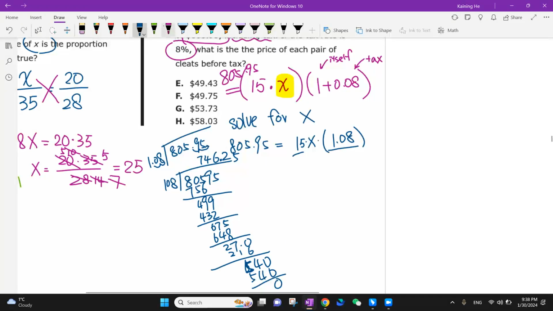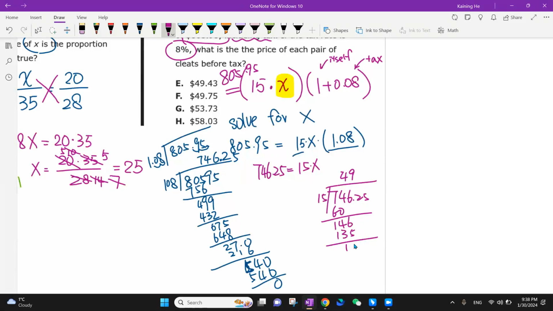So in here, when I rewrite this, it is going to be 746.25 equal to 15x. Great. Now I have to get rid of 15. So 746.25 divided by 15. That's going to be a 4. And then I'm going to have a 60. And then 1, 4, 6. Let's go ahead and try 9.